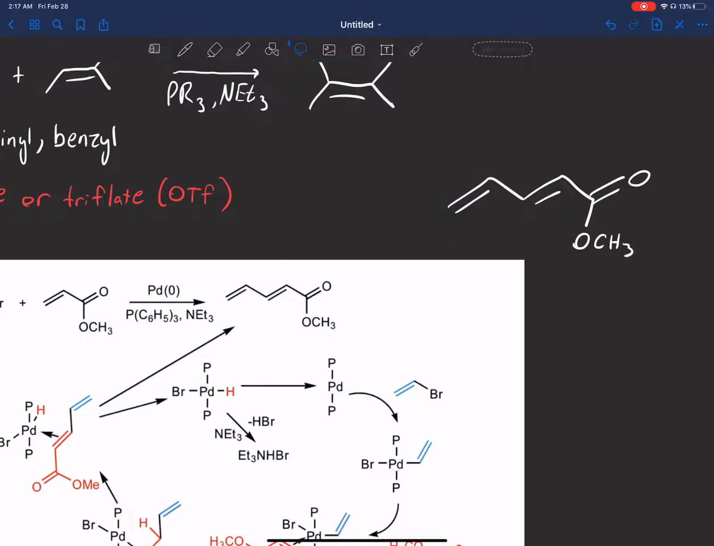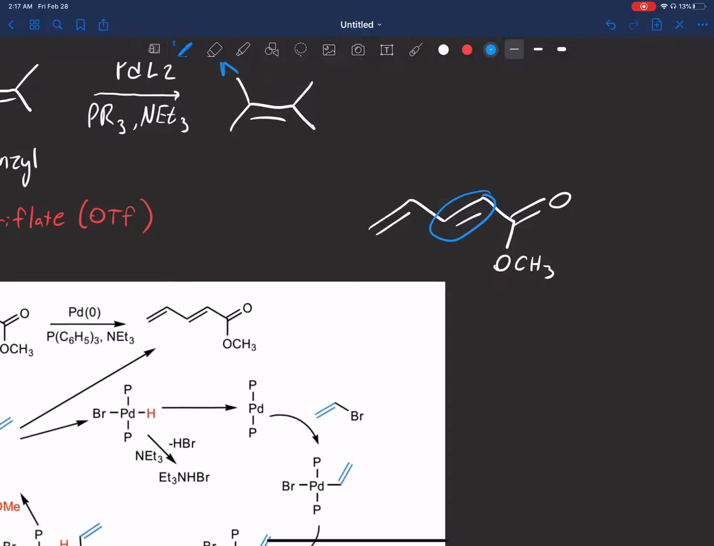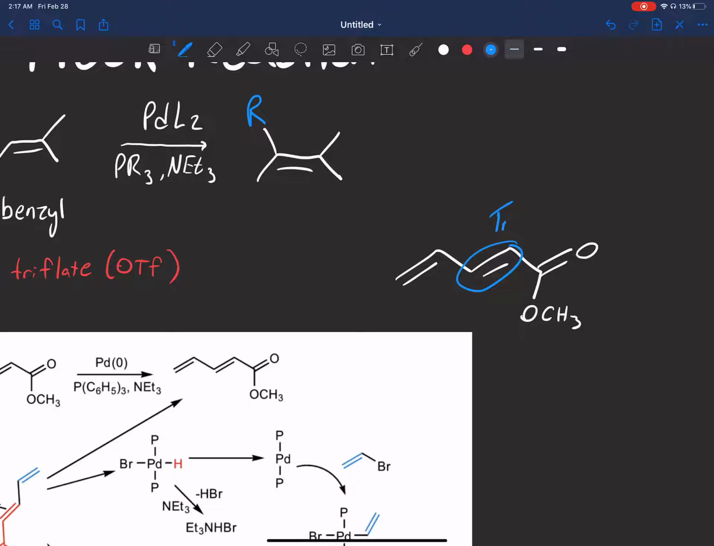All right. Notice the way that it overlaps. The double bond that was originally on that alkene, right? When you're forming it to the bond of that R group, this must be trans, right?